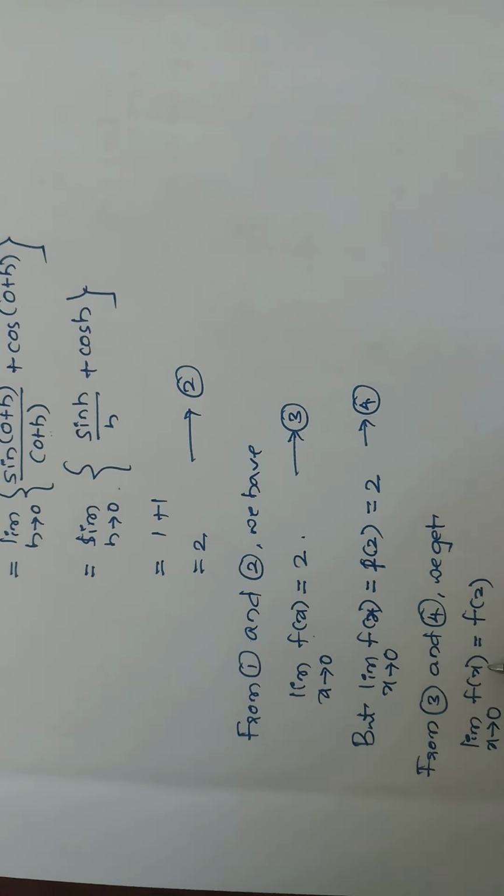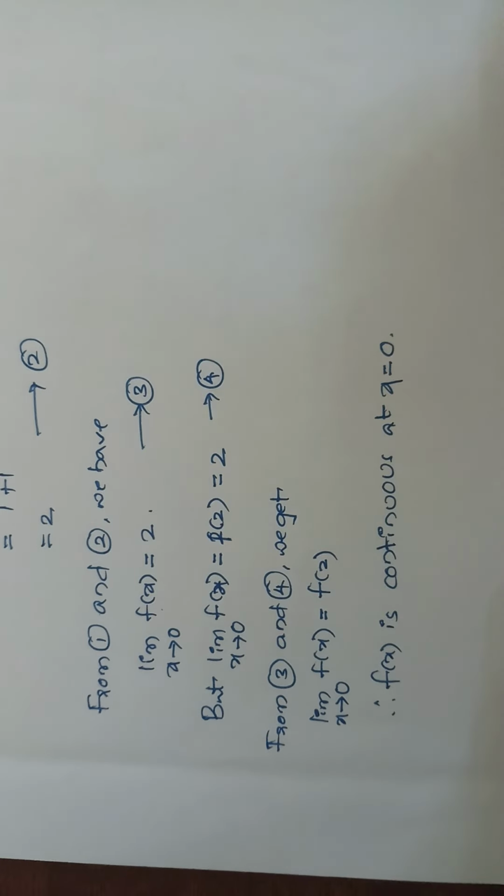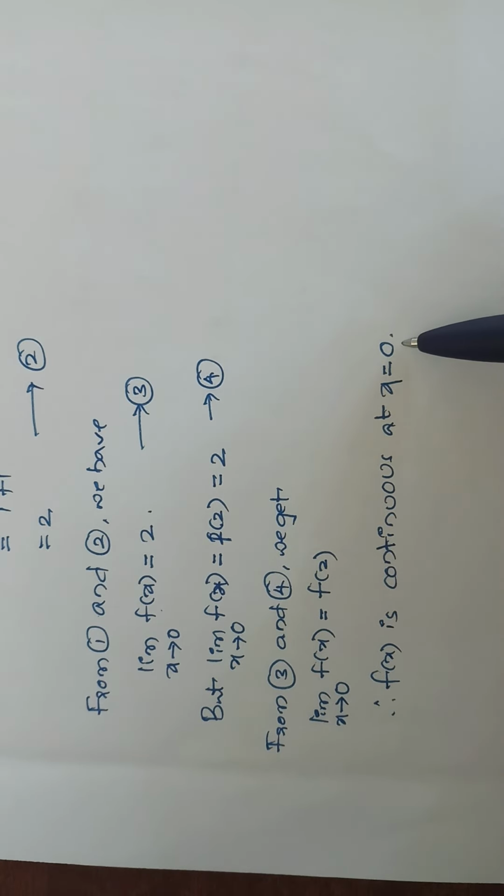So therefore from 3 and 4 we can say limit x tends to 0, f of x is equal to f of 0. So therefore here your left hand limit, right hand limit and value of the function all are equal. Therefore the function is continuous at x is equal to 0.